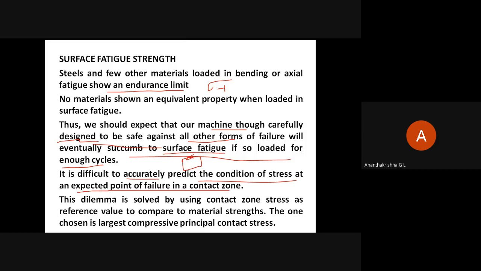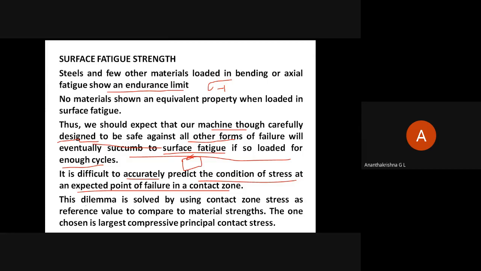So that's what finally is all about. We cannot predict all the types of failures, and also we cannot accurately predict at what point the crack may nucleate and propagate. We only say that we identify some stress concentration zones and then try to remove those stress concentration zones and make it more and more safer.